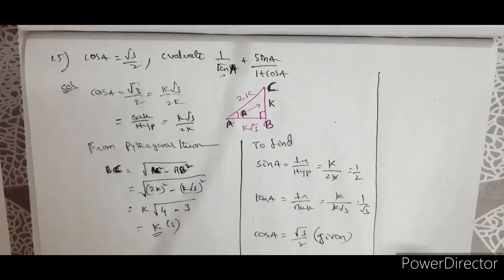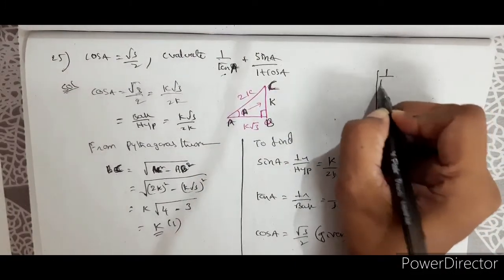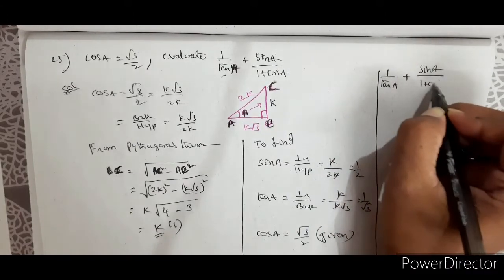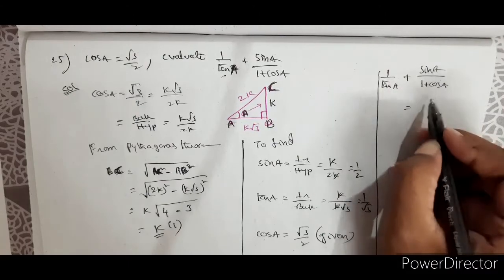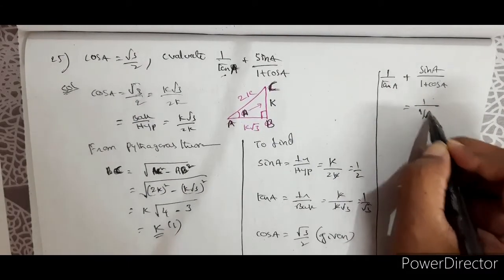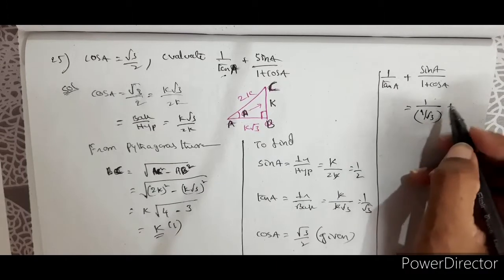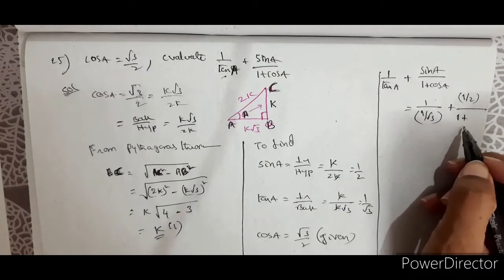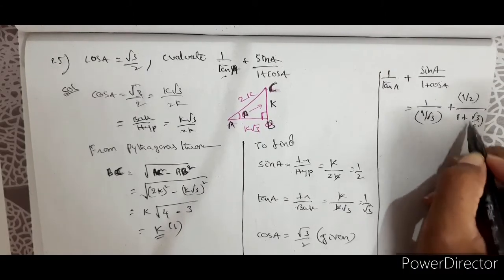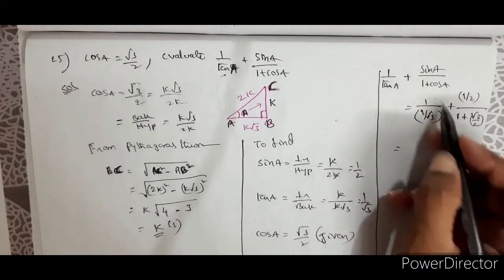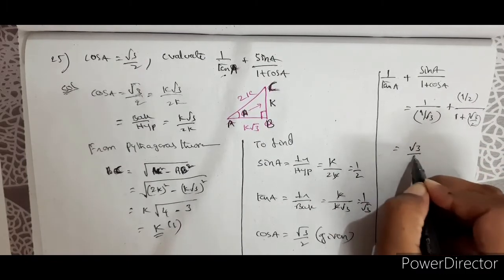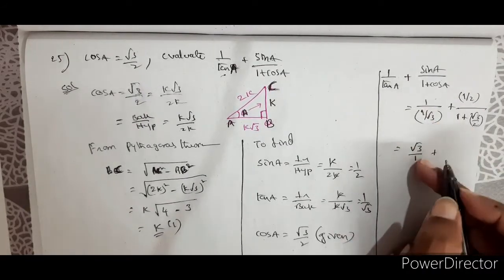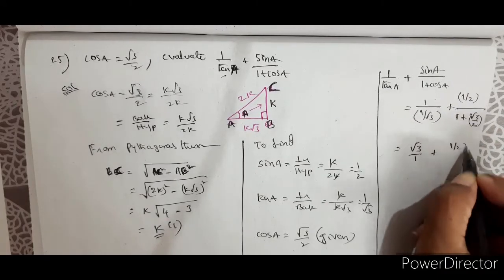Now the third part. What is the third part of the problem? Yes, you are going to substitute in this one. 1 by tan A plus sin A by 1 plus cos A, which is equal to 1 by tan A, that is 1 by root 3, plus sin A, which is 1 by 2, by 1 plus cos A. Cos A is root 3 by 2. So the next step here, you can reciprocate it. It will become root 3 by 1. So 1 by root 3 means it is 1 into root 3 by 1. Right? So plus 1 by 2 as it is for now.